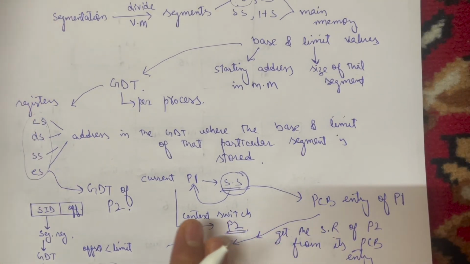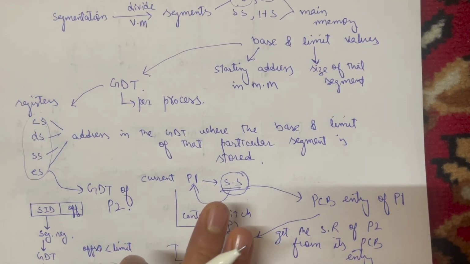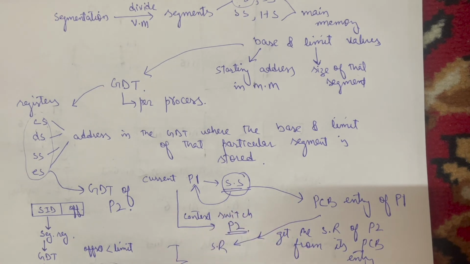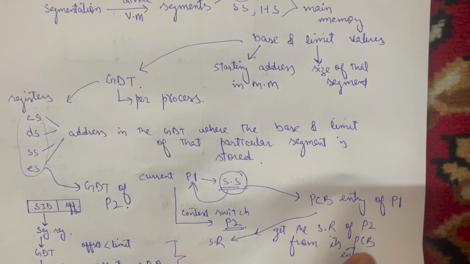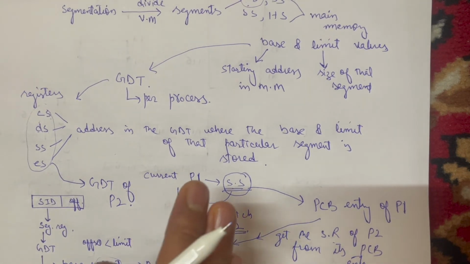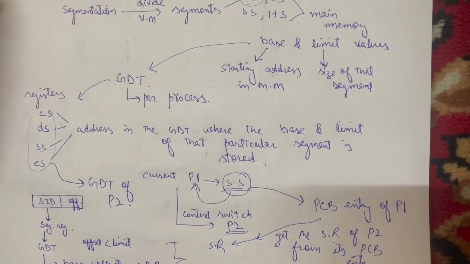And with this, we have completed how we can implement segmentation, or we can say how we can implement virtual memory using segmentation. Fine. Now there are some limitations associated with segmentation itself, and that forces us to change from segmentation to other schemes. So what are the limitations of segmentation? So let me write the limitations.